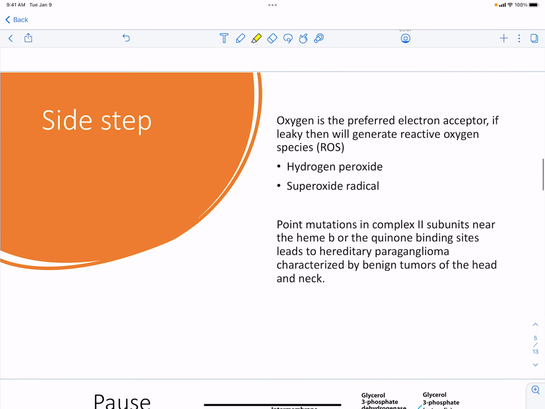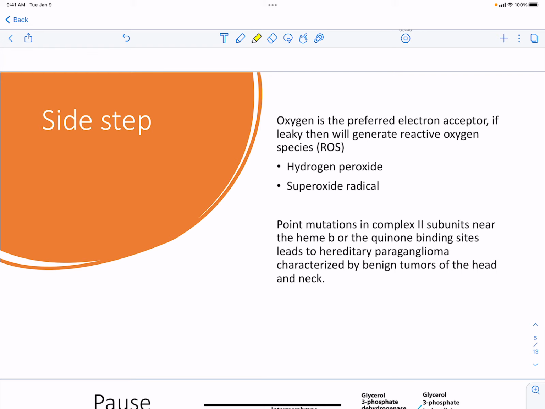So oxygen is going to be the final electron acceptor of the electron transport chain. However, oxygen can flow freely across the membranes. So if oxygen is the preferred acceptor of electrons, then it's important to make sure that the electrons do not leak out of the electron transport chain, because that would enable oxygen to grab those and make reactive oxygen species. Reactive oxygen species examples are hydrogen peroxide as well as a very toxic superoxide radical.